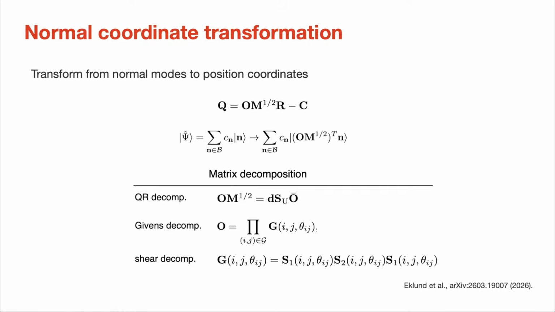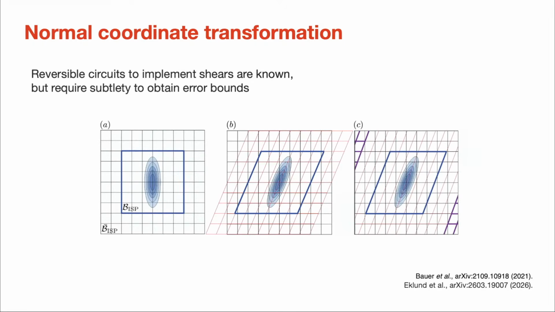You do a QR decomposition to represent it in terms of diagonal operators and shears, and then you have a Givens decomposition, so any orthogonal matrix can be decomposed into a product of generic shears, and each shear can be decomposed into a product of two-dimensional shears. And Bauer and colleagues a few years ago developed a reversible circuit for implementing shears. The problem is that this is tricky because you're doing it on a grid. So when you do a shear on a grid, you end up with errors because the points don't quite line up with the new grid, so you need to calculate those errors.